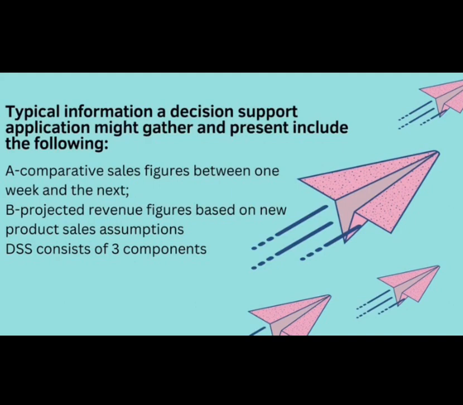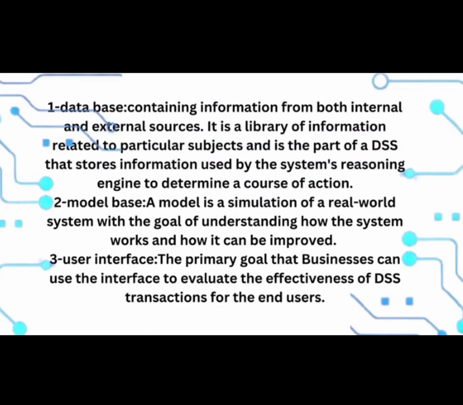DSS consists of three components. The three components are: first one, database. Second one, model base. Third one, user interface. We are going to talk about the first component, the database. A database containing information from both internal and external sources. It's a library of information related to particular subjects and is a part of a DSS that stores information used by the system's reasoning engine to determine a course of action.